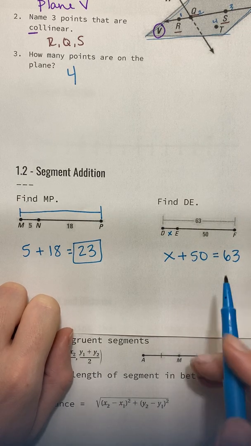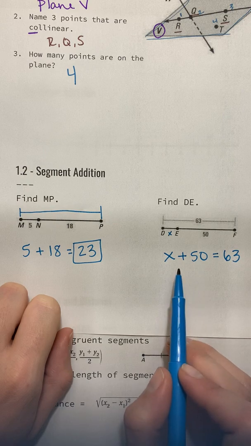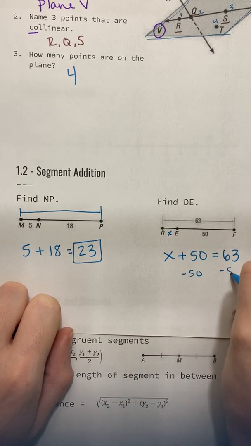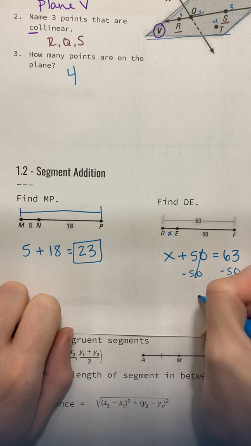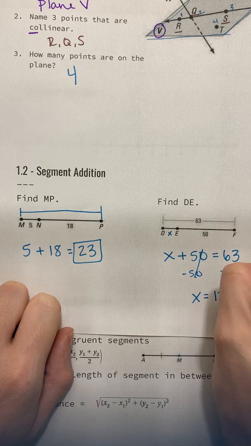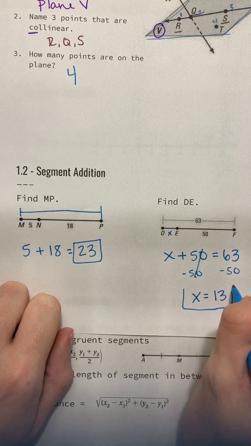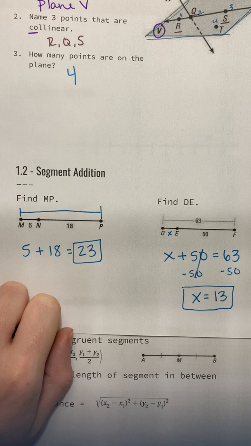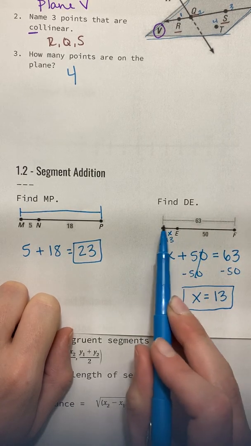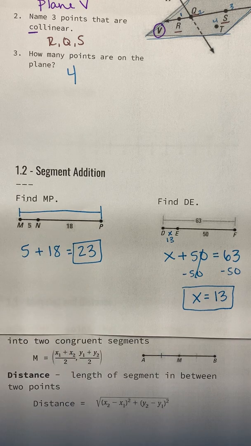Okay. To solve for X, right, we want X by itself. I'm gonna subtract 50 from both sides. And we find out that X is equal to 13. Okay, so in this case, this X is 13. So 13 plus the 50 gives you the whole length of 63.